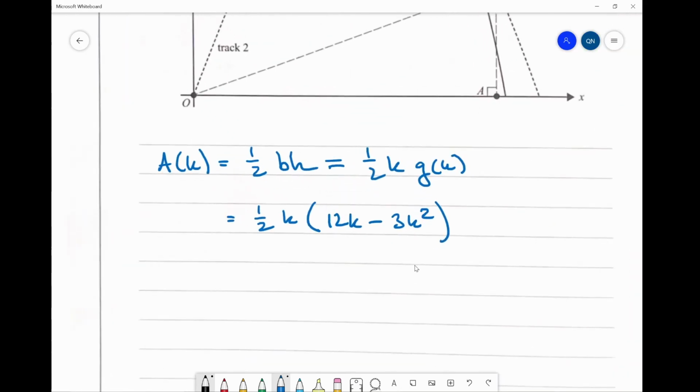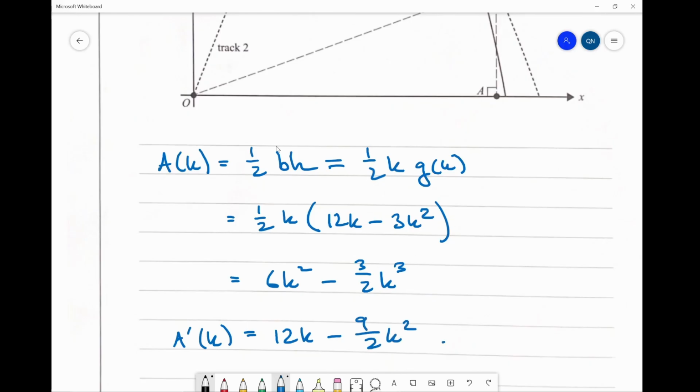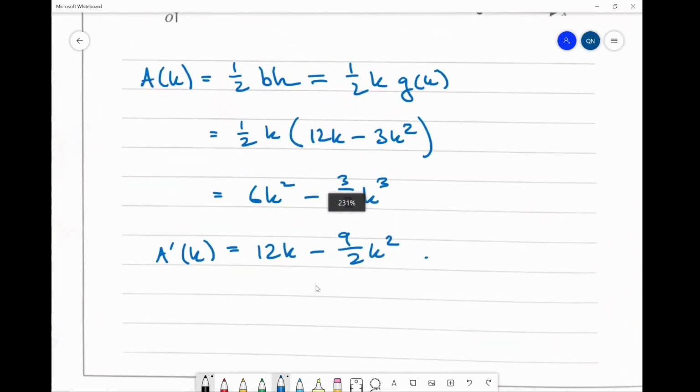And let's expand this because we need to differentiate. So this is, let's see, we have a 6k squared, and then we have a minus 3 on 2 k cubed. Differentiating, we get A prime of k is equal to 12k minus 9 on 2 k squared. Right, and we need to set this equal to 0. Setting it equal to 0, we can multiply everything by 2, which gives us 24k minus 9k squared equals 0.